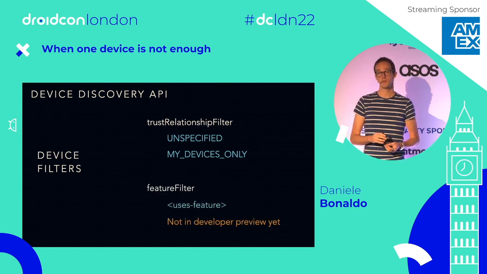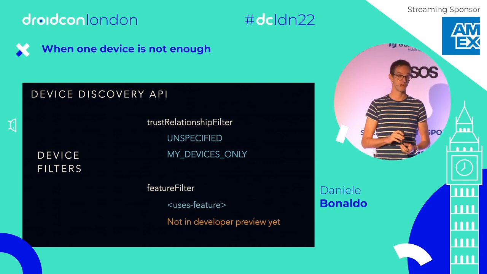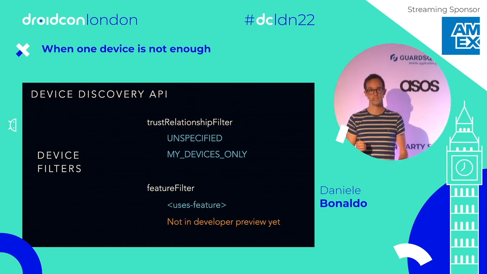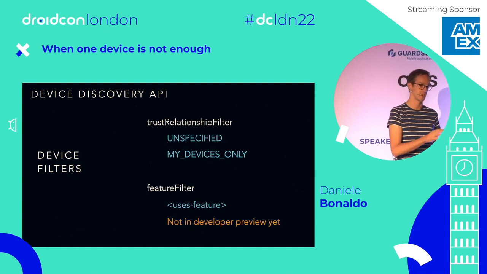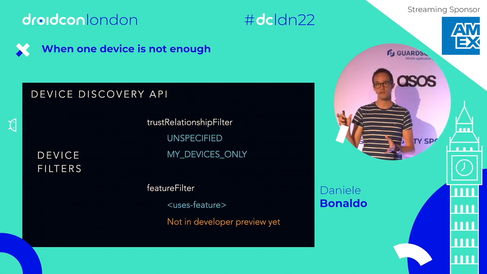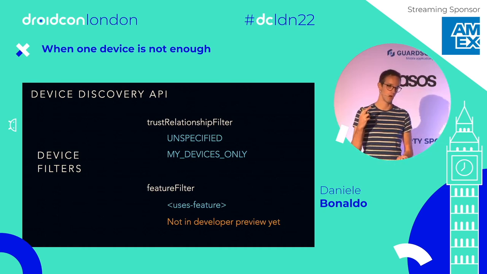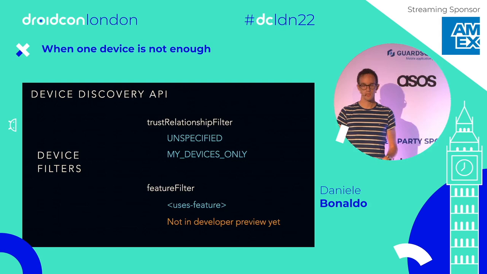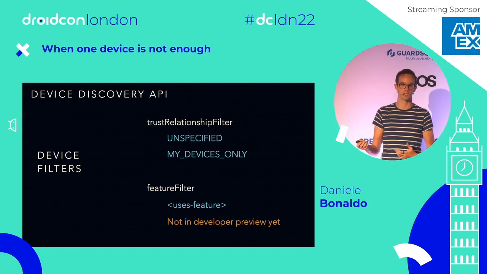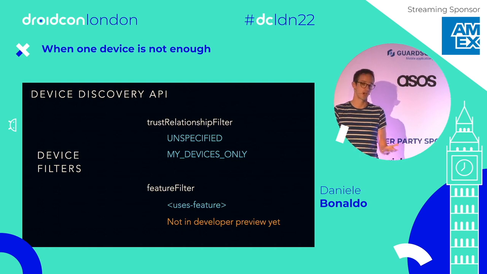Another interesting one, which unfortunately is not implemented yet in the SDK, is the feature filter. This one uses the same strings, the same uses-feature string that you would specify in a manifest, but to filter only for the devices that have that capability. So for example, imagine I just want to see all the large screen devices, or I just want to see all the watches nearby, or just the devices with a camera. With this one, you will be able to filter just for those capabilities to allow the user to select only the devices that are okay for their task.